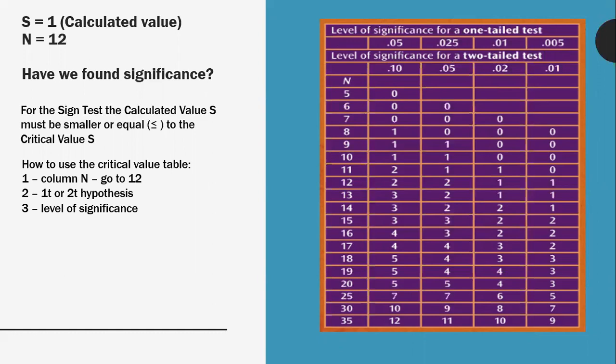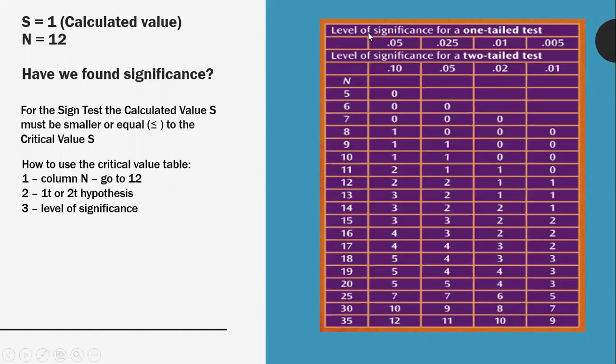So which one can you remember? Yes, that's right, it was a one-tailed hypothesis. Now number 3, level of significance. Remember, P equals 0.05 or 5%. So here we can see, level of significance for a one-tailed test, this is the column we're interested in because it's 0.05, that's 5%. We don't want 0.025 because that's 2.5%, or 0.01, that's 1%, or 0.005 because that's 0.5%. We want the 5% one.